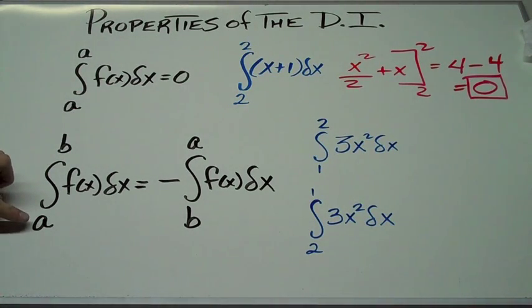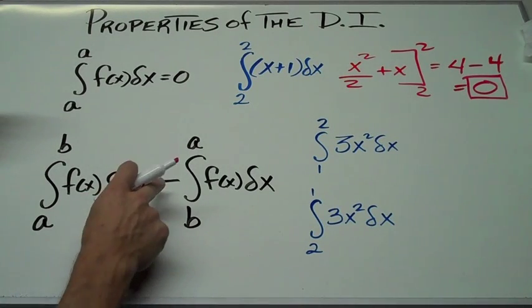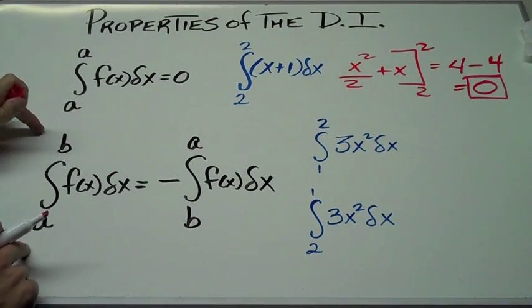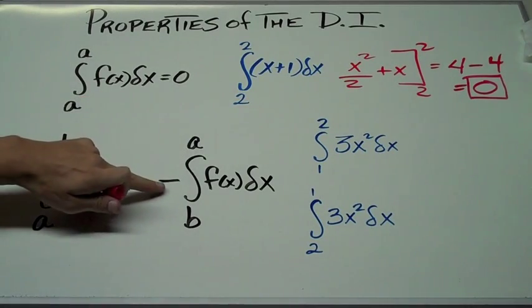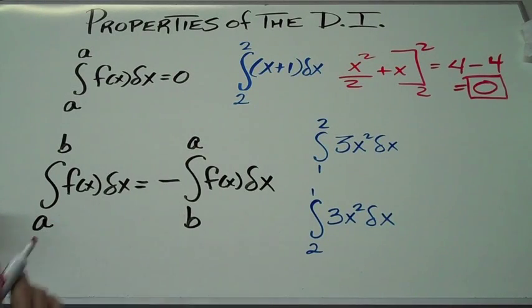Our second rule is if we integrate from a to b of f of x dx, that's the same as the opposite if we switch our lower and upper bounds. If we switch a and b, then we have to take the opposite of our integral.